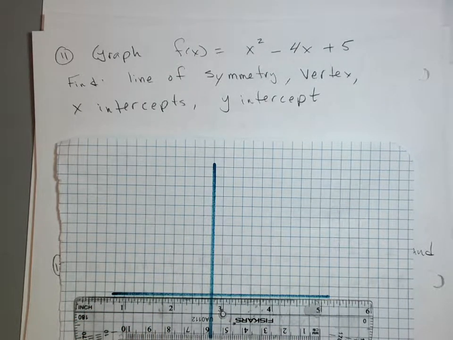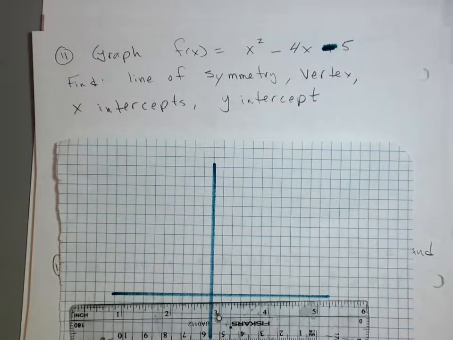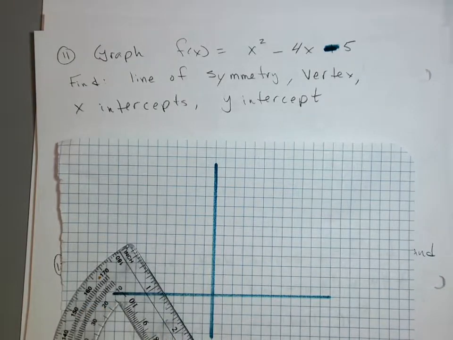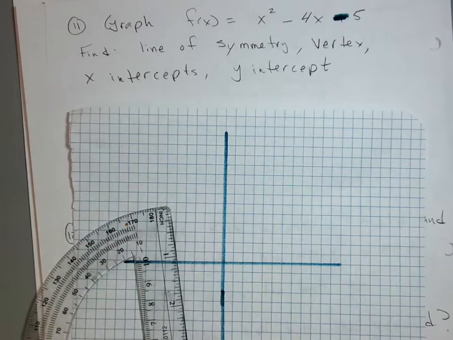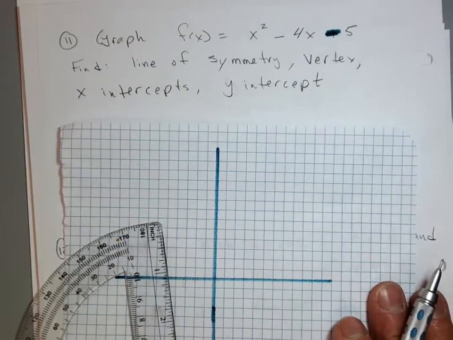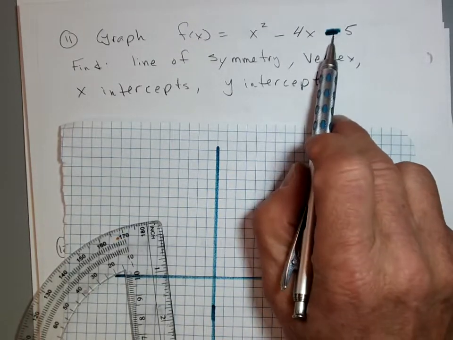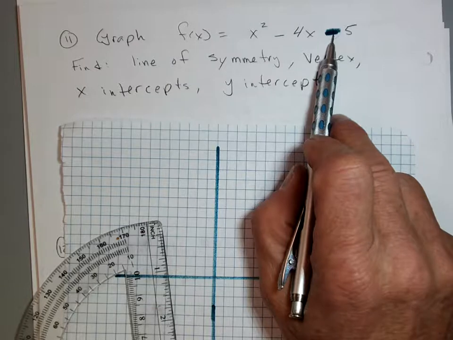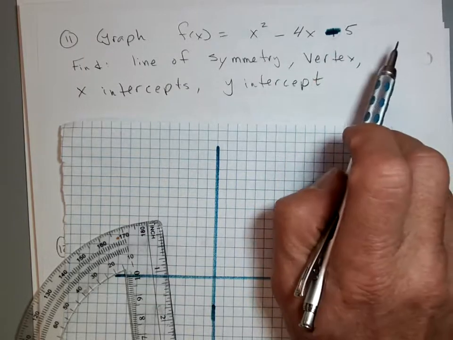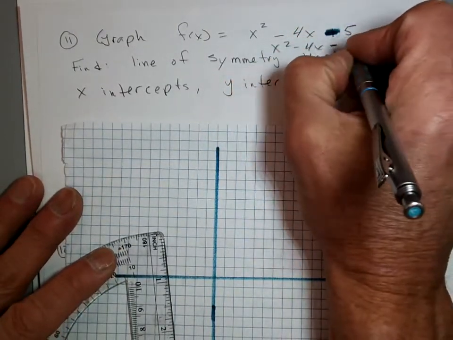Oh, I should have made that a negative 5. Okay, first mistake I found of the day. Make that a negative 5. Change that to a negative. My bad. It won't work unless that's a negative, okay? Everybody change that to a negative 5. My bad. It should be x squared minus 4x minus 5. Okay? All right.